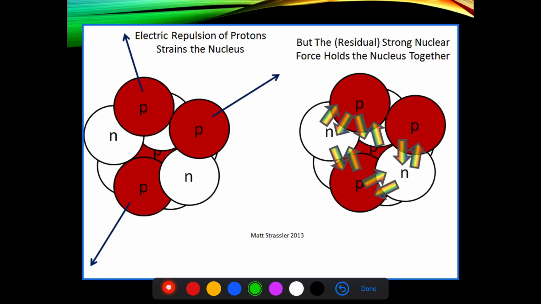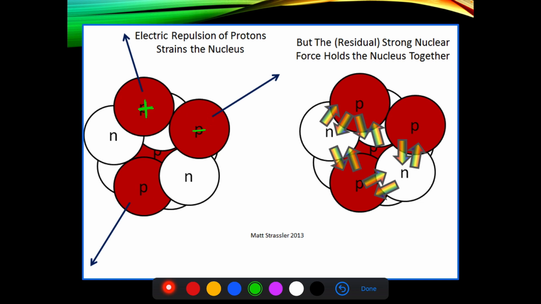And now we're running into a problem: we know that the center of the atom is packed with a bunch of positive charges. But if all these positive charges have the same charge, and we know that like charges repel each other, then that first question Aristotle brought up: what's going to hold this thing together? There's this thing called the strong nuclear force that holds it together.